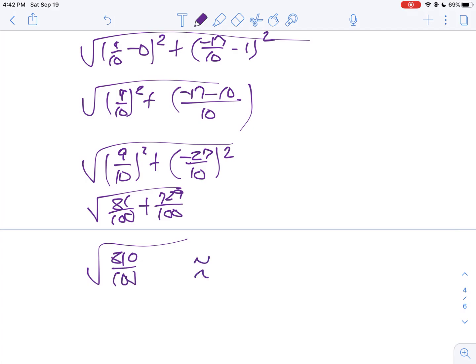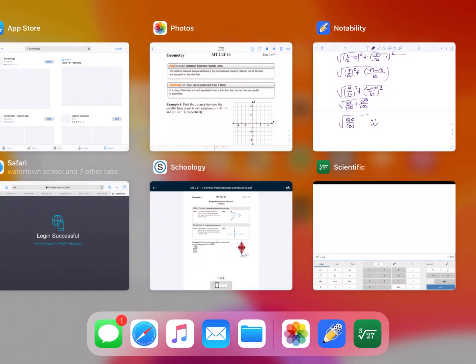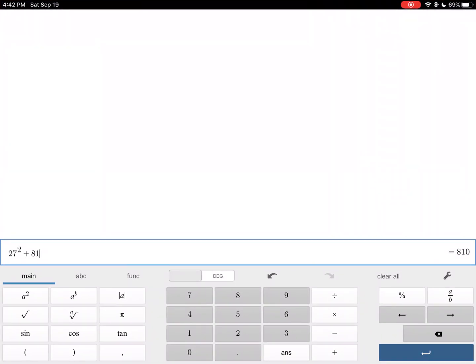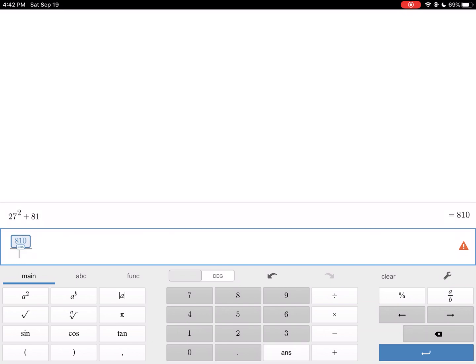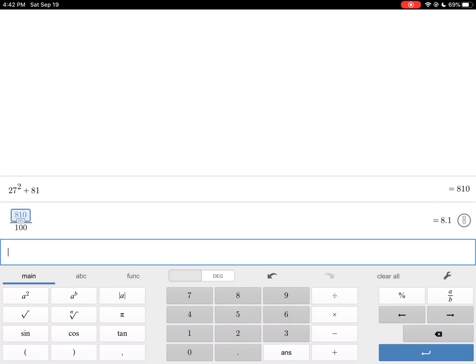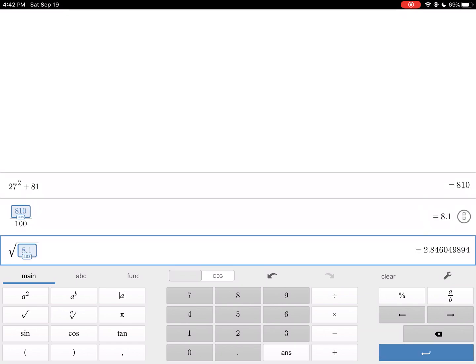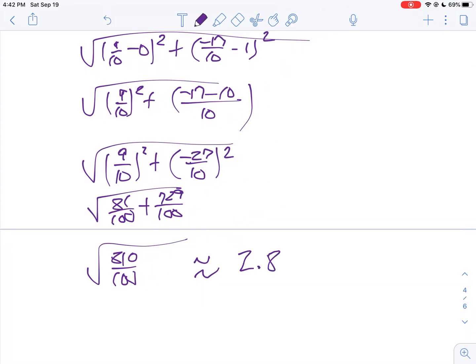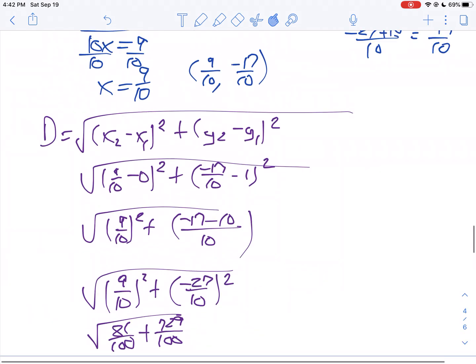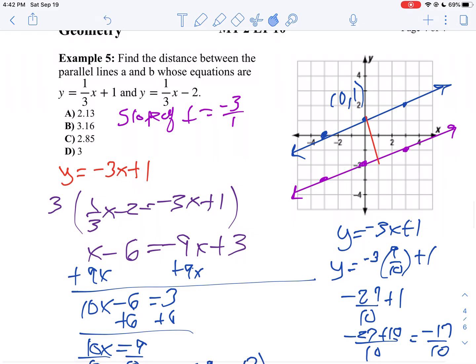Well, let's use our calculator now. I'm going to take 810 and divide that by 100. Probably could have done that in my head, but we'll do it here. And we get 8.1. Let's take the square root of that. And we get 2.85. And if we look at our choices, 2.85 is choice C.